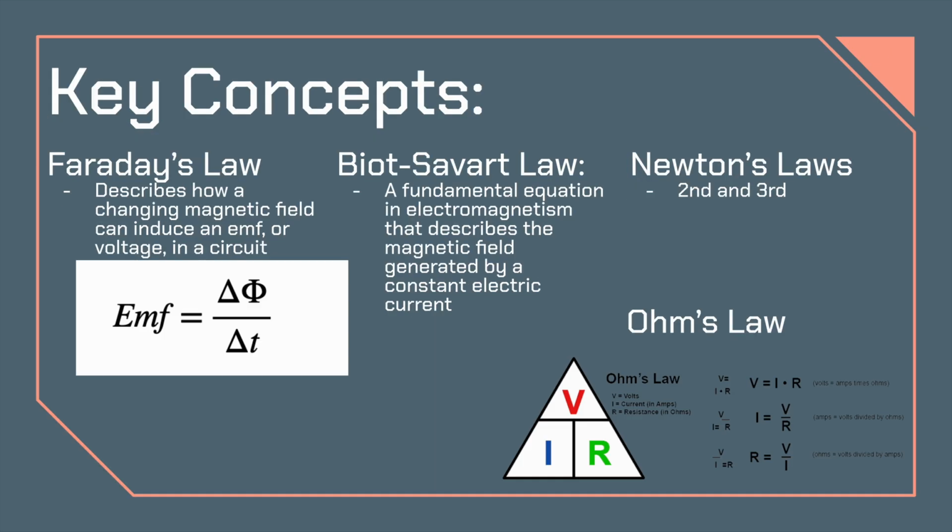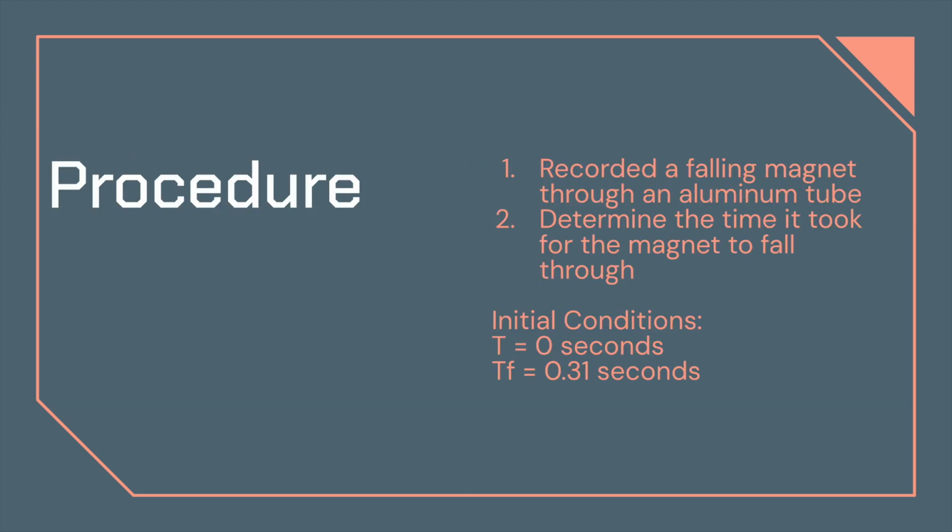Some key concepts used during the experiment are Faraday's law, which describes how a changing magnetic field can induce an EMF or voltage in a circuit. The equation is EMF is equal to the change in flux over time. The Biot-Savart law, which is a fundamental equation in electromagnetism that describes the magnetic field generated by a constant electric current. We also use Newton's second and third laws. And finally, Ohm's law, which describes the relationship between voltage, current, and resistance in an electrical circuit, which you can see at the bottom.